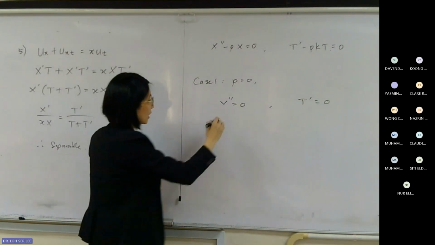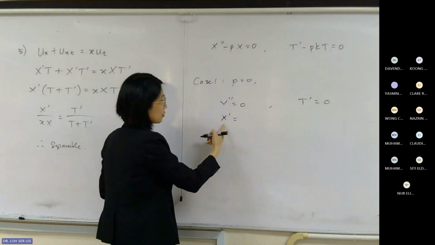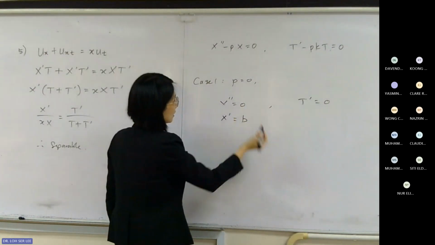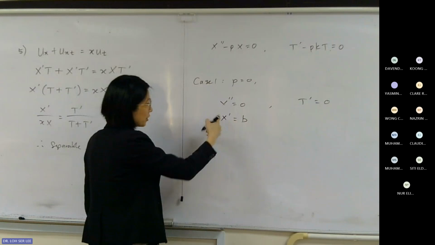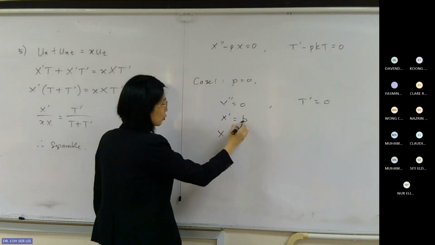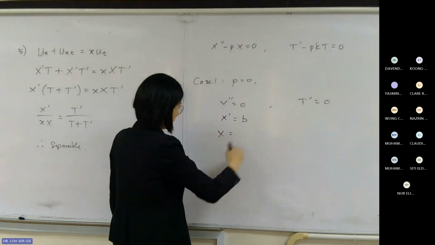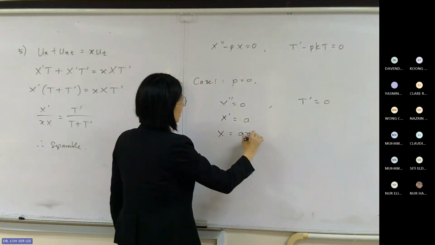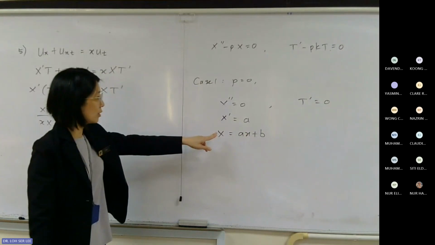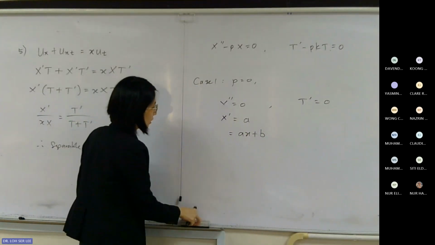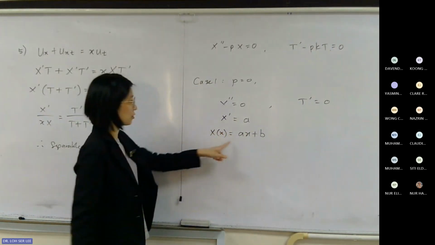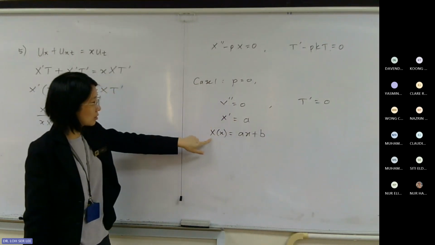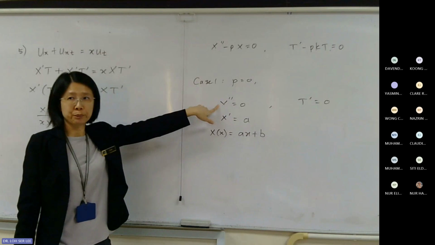So this one, when we integrate x double prime, you get x prime. Integrate 0, you get, let's say, constant a. Then you integrate once again, you get x. Oh, sorry, this one should be a first. Then ax plus b. That's why your x you can write in this form, x equals to ax plus b. We integrate twice to get the solution for this ODE.